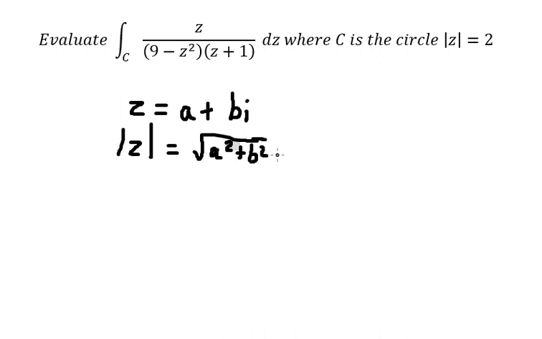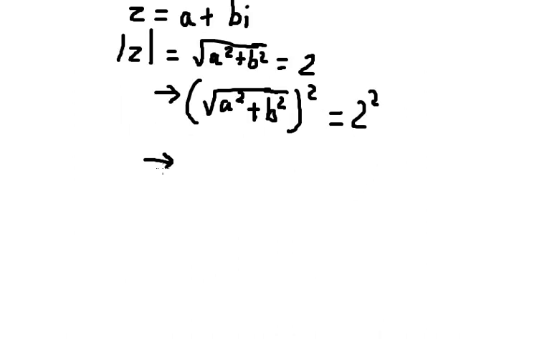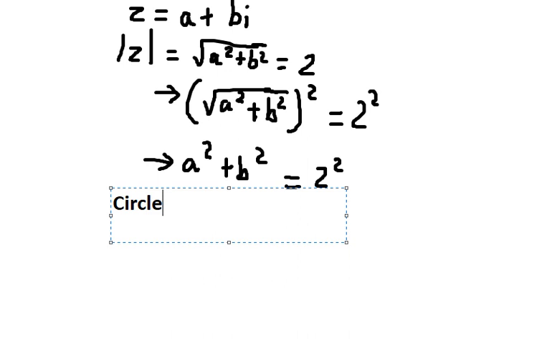And this one equals 2. So we put the power 2 on both sides to cancel the square root. And if we look carefully, this is a circle at the center (0, 0) and the radius is 2.